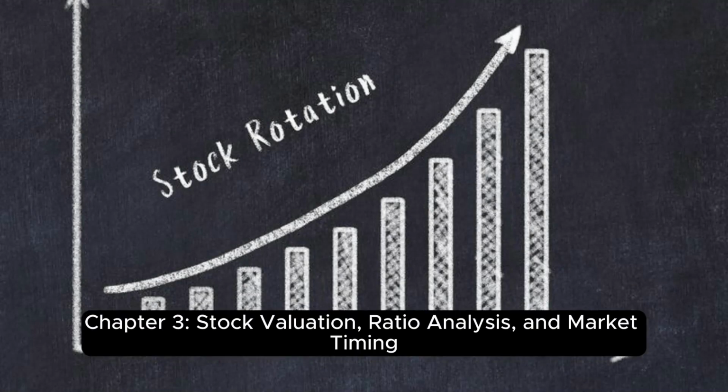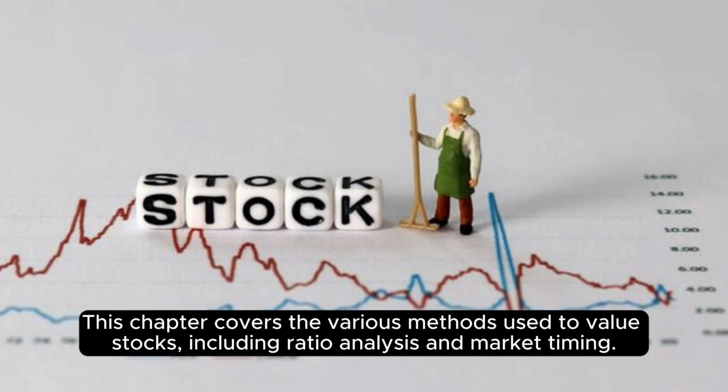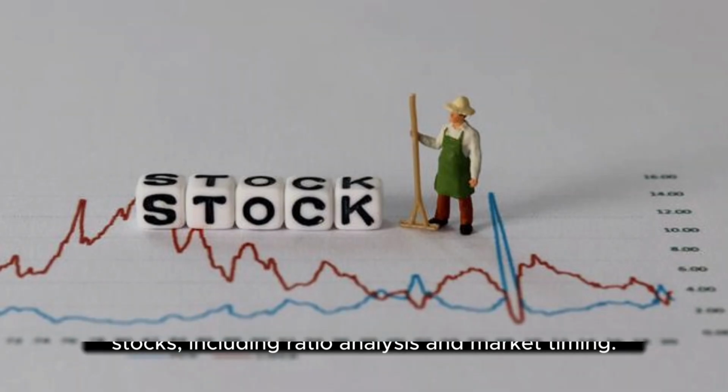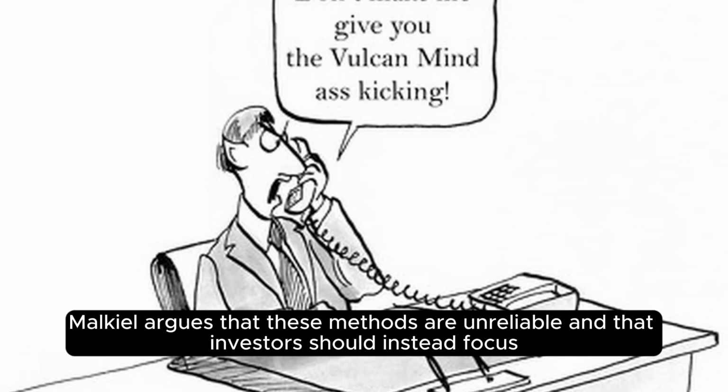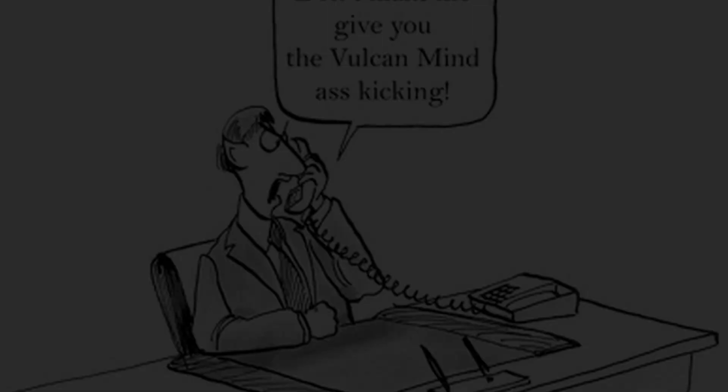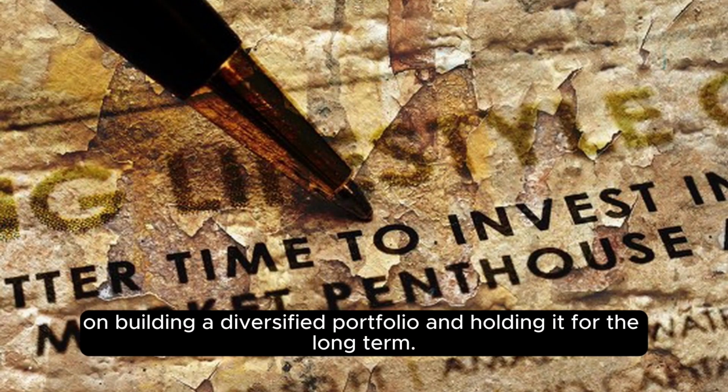Chapter 3. Stock Valuation Ratio Analysis and Market Timing. This chapter covers the various methods used to value stocks, including ratio analysis and market timing. Malkiel argues that these methods are unreliable and that investors should instead focus on building a diversified portfolio and holding it for the long term.